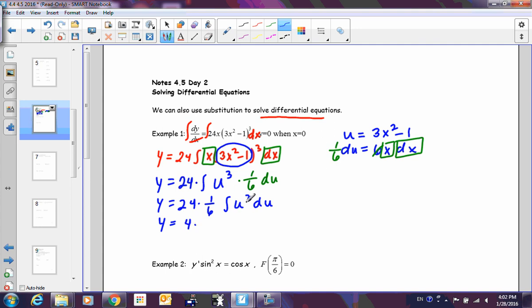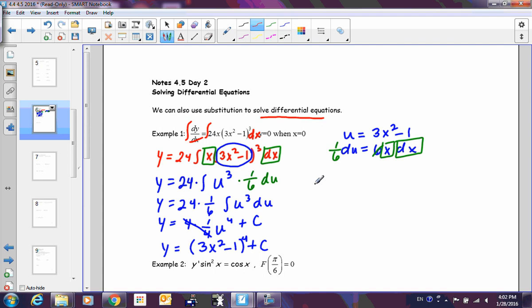And what would be the antiderivative of u cubed? That's going to be 1/4 u to the 4th, and then don't forget plus c. And then the last thing we did was we cleaned it up a little bit. In this case, a 4 times a 4th, that goes away. The u is 3x squared minus 1 to the 4th plus c. Okay, and this is where we stopped yesterday.